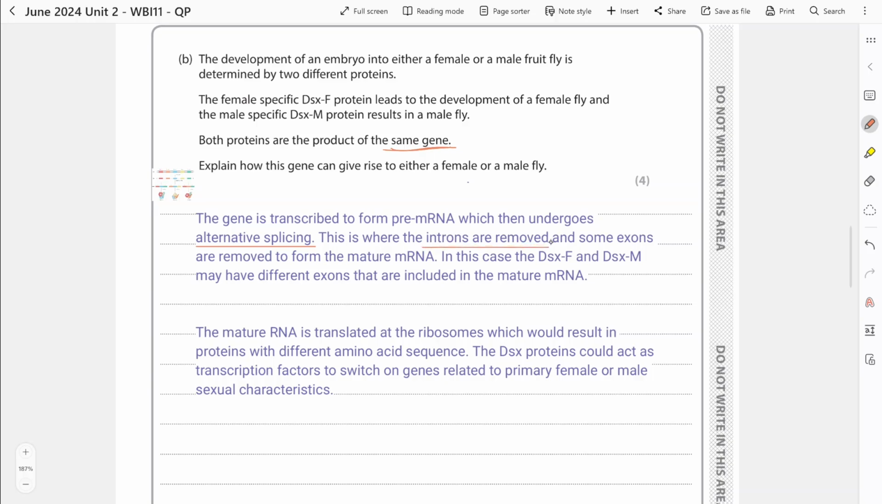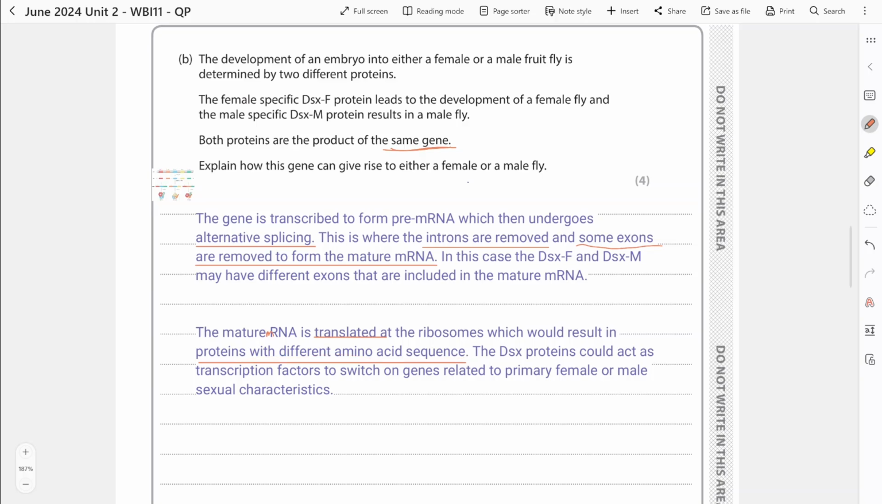That's another mark as well. And some exons are removed as well to form the mature mRNA. So that would be 3 marks so far. The mature there should be an M here. The mature mRNA is then translated at the ribosome. So that's another mark. And that would result in proteins with different amino acid sequences. So that's the 5th mark.